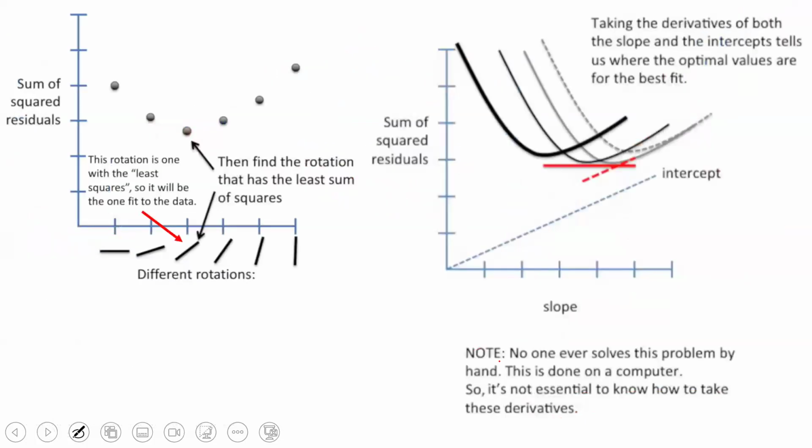This is similar to what I mentioned earlier. This is the horizontal line, and this is its sum of squared residuals. You do a slight rotation, and this is the sum of squared residuals. Some more rotation, and this is the sum of squared residuals. With some more vertical rotation, at some point the sum of squared residuals starts increasing again. So this is the sweet spot, and this rotation is the one with the least squares. It is the one that fits the data.